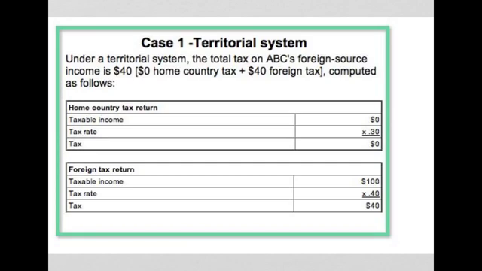Okay, moving right along. This is another example of the territorial system. In this case, it's a slightly different setup. Here, if this is the U.S., the rate in the U.S. is 30% as before, but here in the foreign country, instead of the rate being 20%, now the rate is 40%.